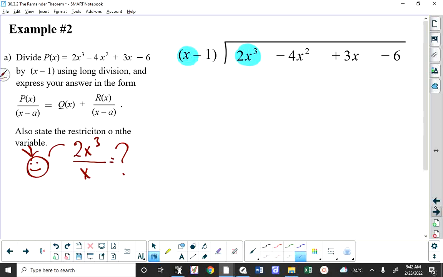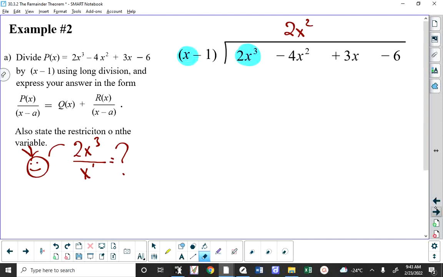And we don't say how many times does x fit into 2x cubed, because that doesn't really make sense. It makes sense with numbers, but not with variables. So I can see that when I take 2x cubed divided by x, I can cancel an x on the top and the bottom and be left with 2x squared. So 2x squared is the result of the division. I need to write it up top. And I need to write it in the same column as the other x squareds. This is where it's a little bit different than working with numbers.